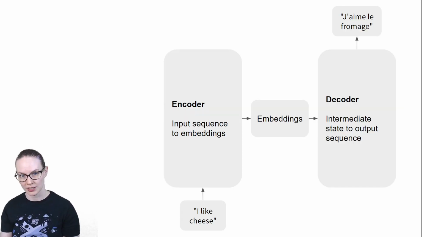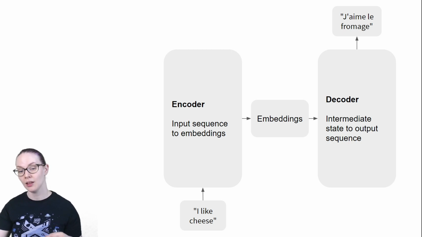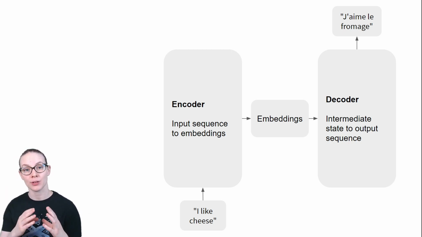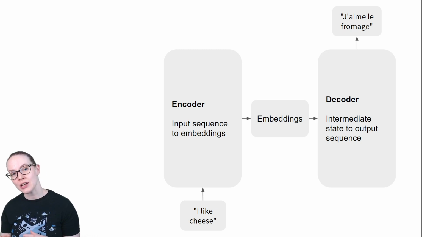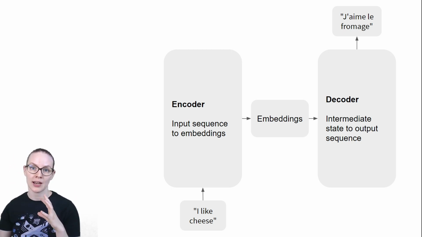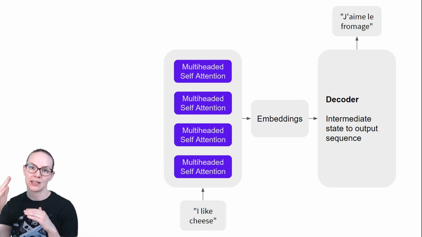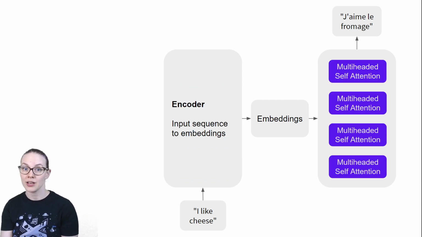Overall transformer architecture, as originally proposed, uses a sequence-to-sequence model that has an encoder and a decoder. The encoder takes in the input sequence and transforms it into embeddings, or numeric representations of that input sequence. The decoder takes that embedding, any other additional information, and creates the output sequence. In transformers, the encoder is made up of a number of multi-headed self-attention modules that are stacked on top of each other. The decoder is very similar.